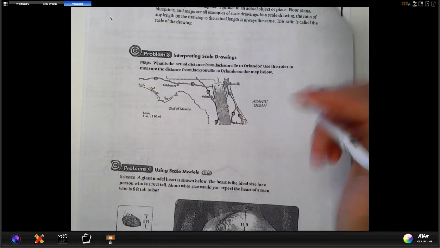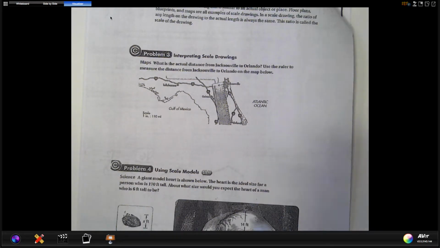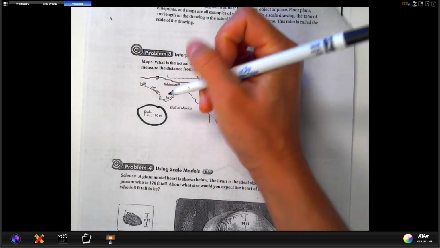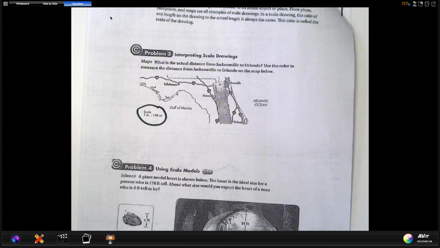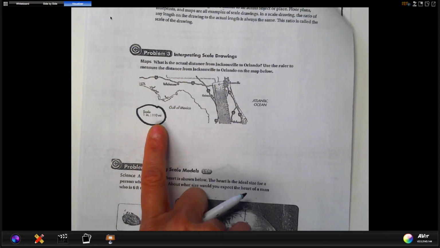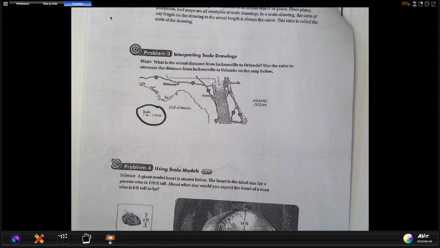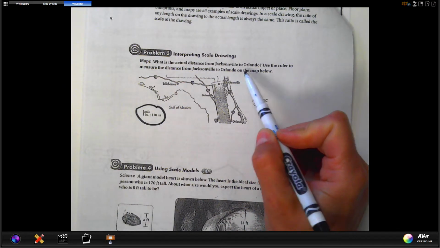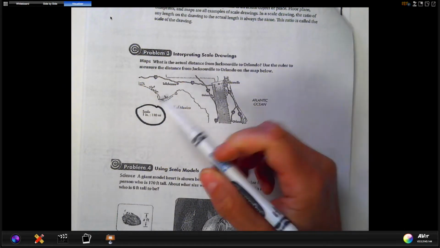And so the way they do it, usually you see a little key, see it right here on this picture, where it tells you the scale. So this key is saying the scale for every 1 inch on this map represents 110 miles, okay? And so you can use proportions to figure out the actual distance. And so on here, it says, what's the actual distance from Jacksonville to Orlando? Use the ruler to measure.